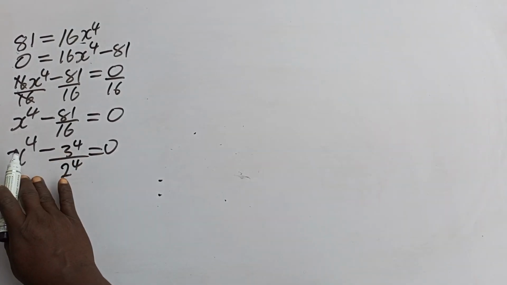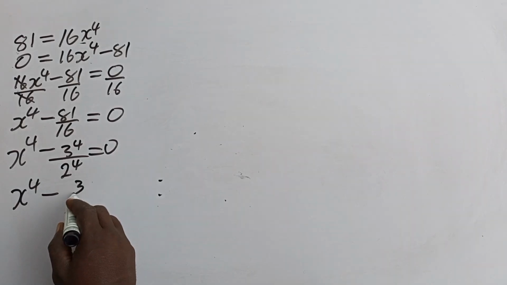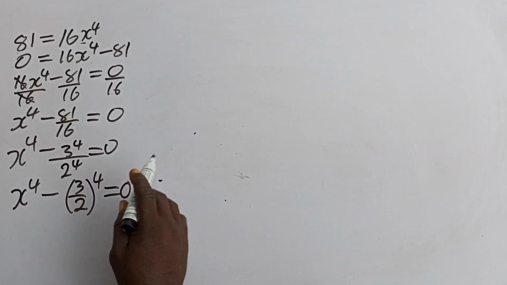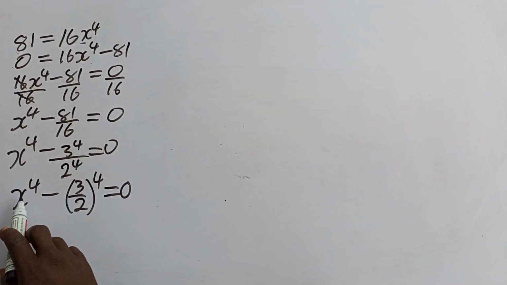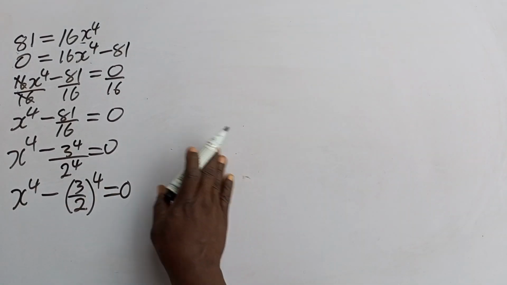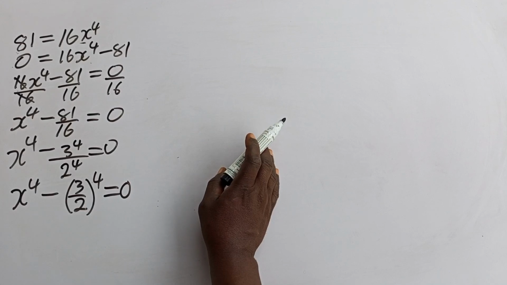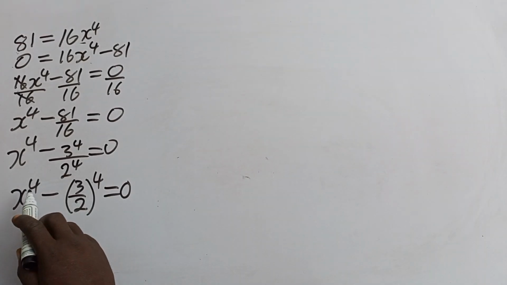Since the powers are the same, we can just write this as x to the power 4 minus 3 all over 2 raised to the power 4 is equal to 0. So we have difference of expressions in the power 4: x to the power 4 minus 3 all over 2 to the power 4. But we don't have an identity of difference of power 4. We know of identity of difference of power 2. So we know that 4 is 2 to the power 2.